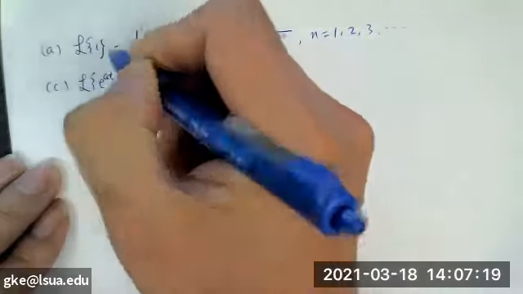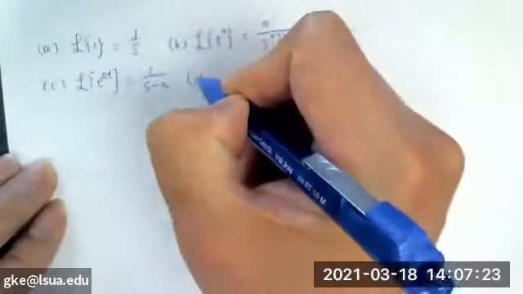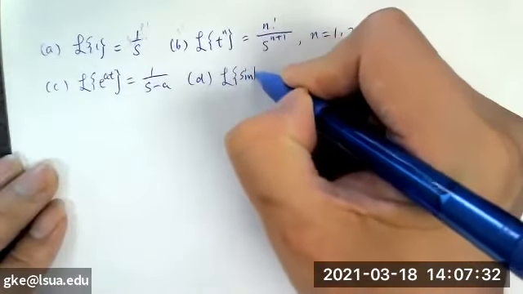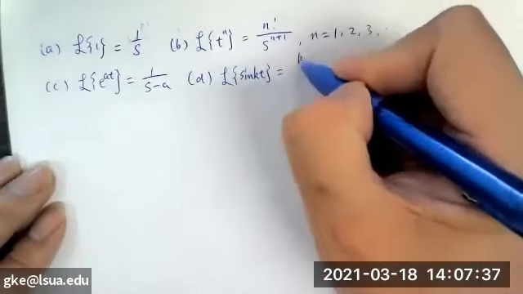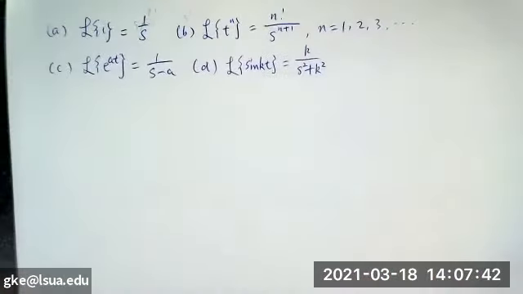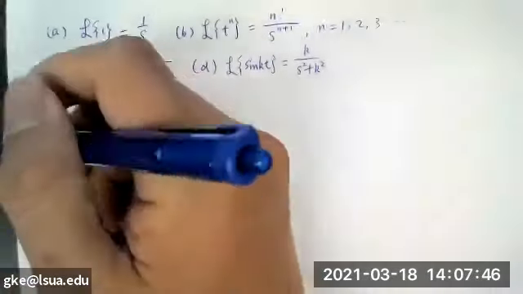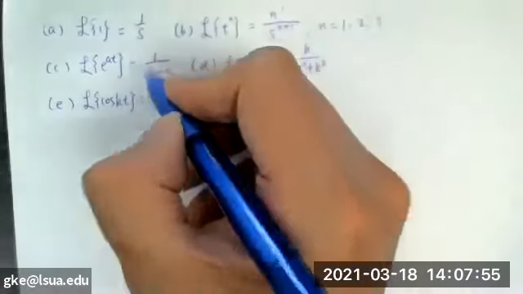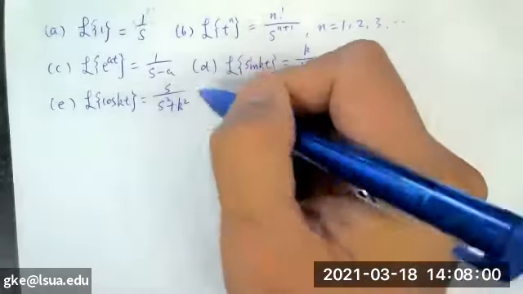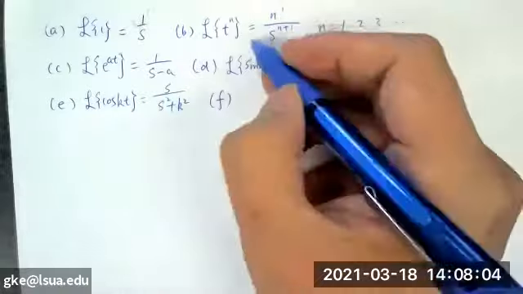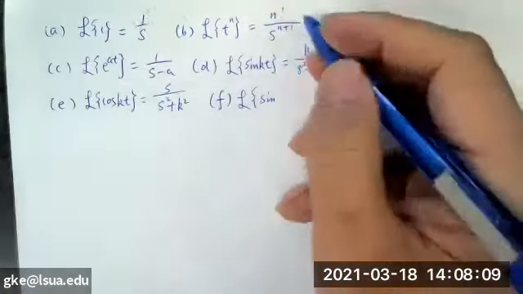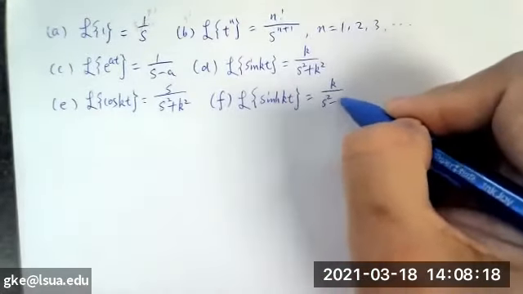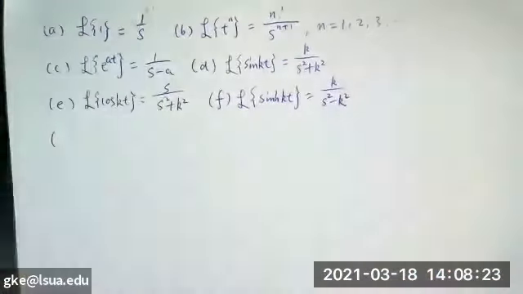e to the power at equals 1 over s. e cosine kt. f sine. h. k. g.